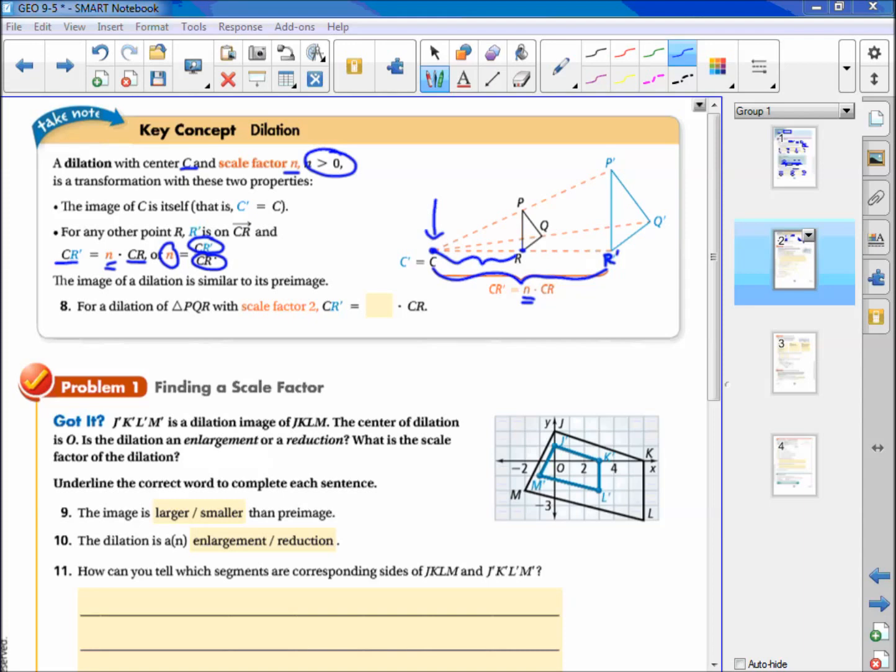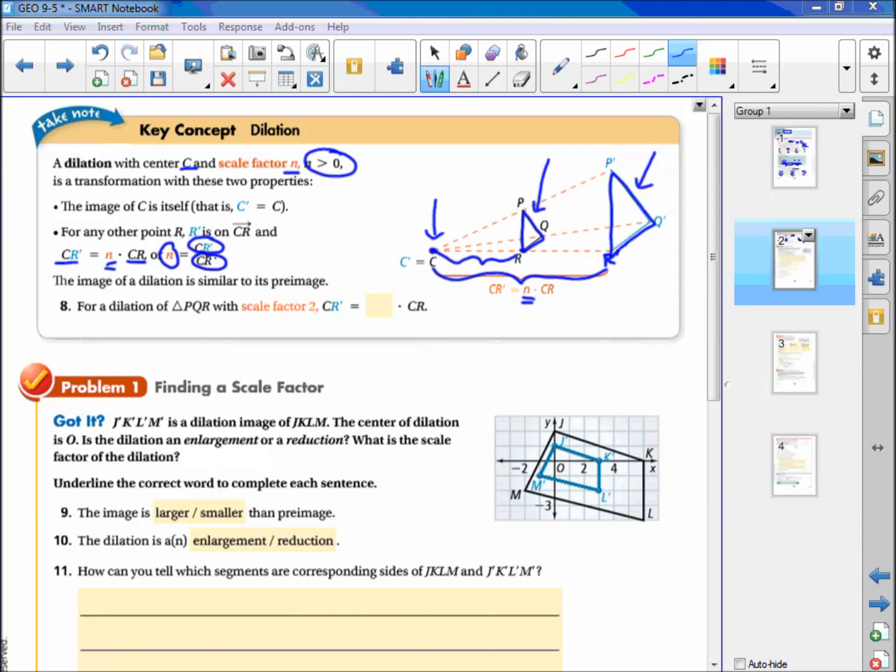Okay. So the image of a dilation is similar to its pre-image. Notice in this case, this triangle here is similar to this triangle because the image is similar to the pre-image. Corresponding parts will be proportional and the corresponding angles will be congruent. All right, so the image of a dilation is similar.